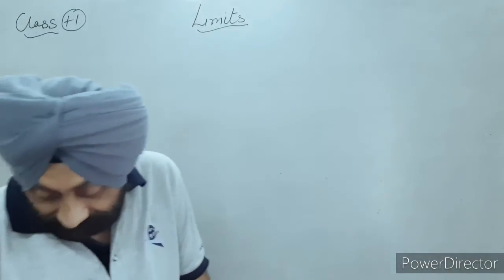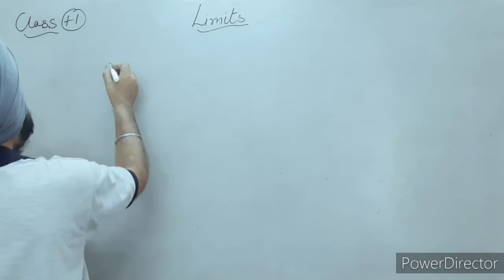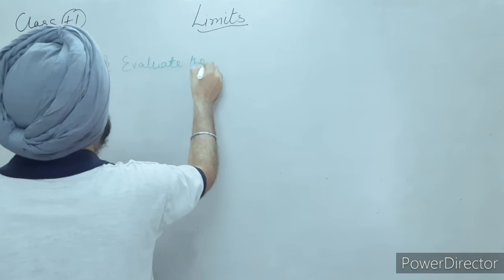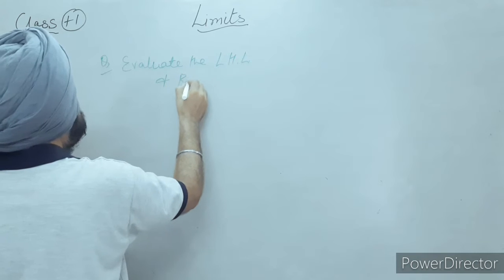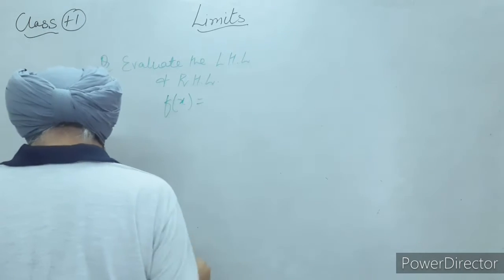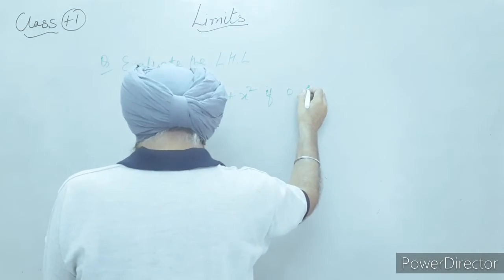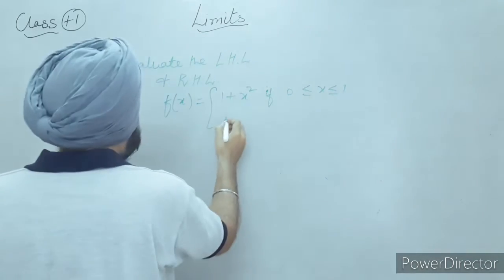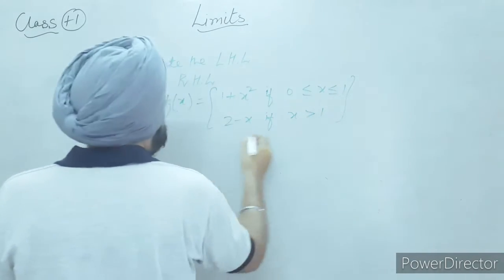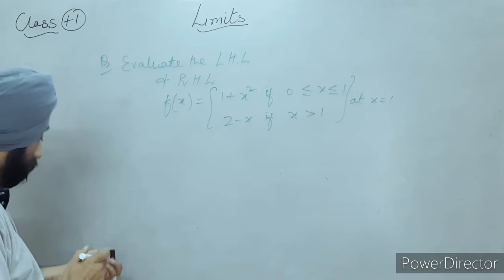Now let me start off. Evaluate the left hand and the right hand limit. Question is this: evaluate the left hand limit and right hand limit. Right? The function given is f(x) equals 1 plus x square if 0 is less than or equal to x less than or equal to 1, and 2 minus x if x is greater than 1. At x equals 1, I have to find the left hand as well as the right hand limit, right?